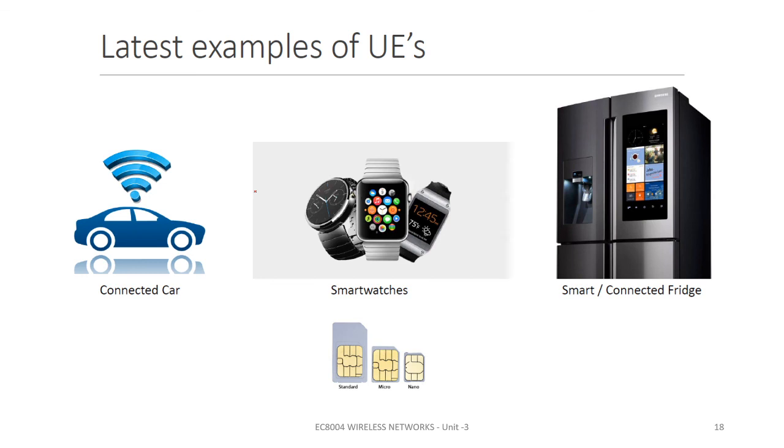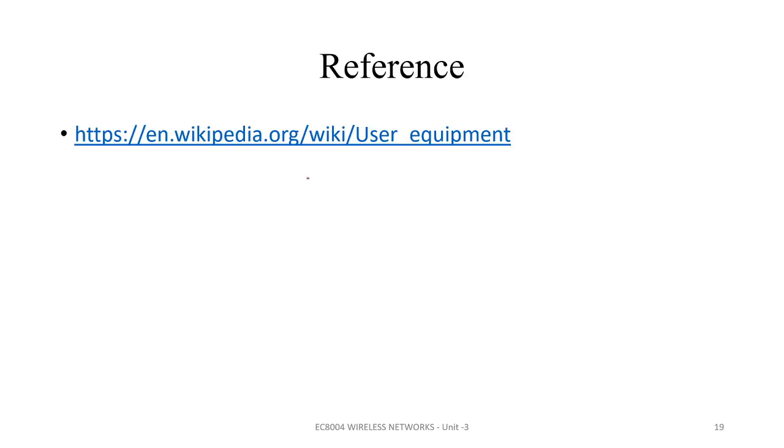So the latest examples of UEs are your connected cars, your smartphones and smart connected fridges. These are the latest examples of UEs, and this is my reference, and thank you.